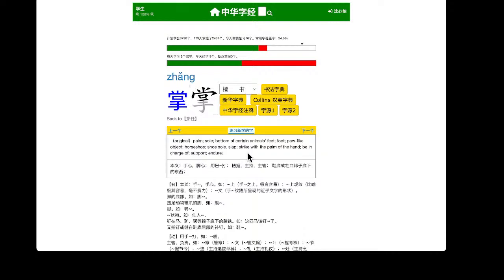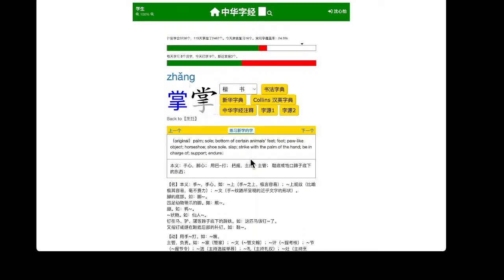And then it also means something that resembles a palm. For example, 仙人掌 means cactus, because it looks like a palm. And for horseshoes, they call it 马掌, because they think about the function. It's like a palm.